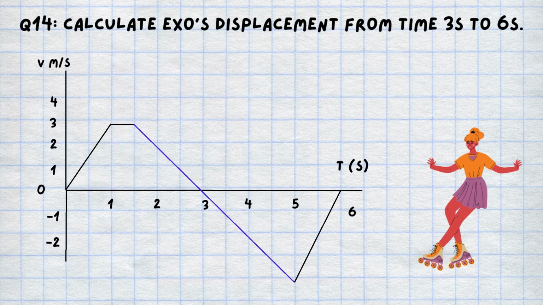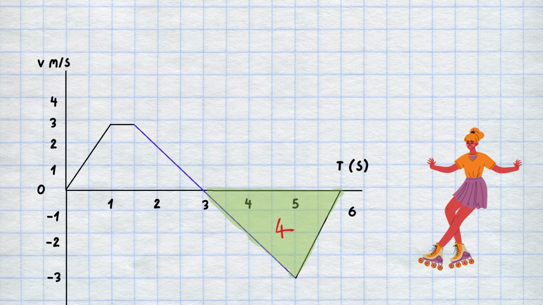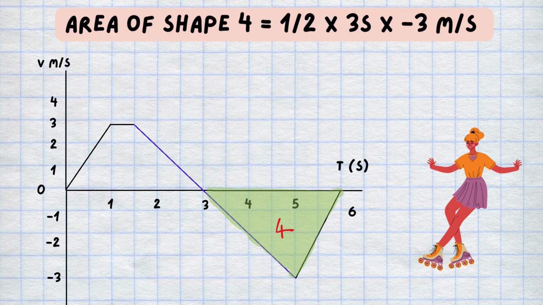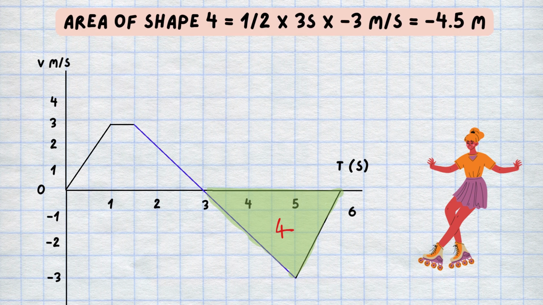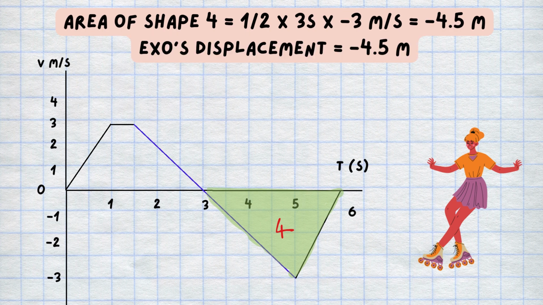Question 14. Calculate Exo's displacement from time 3 seconds to 6 seconds. The shape is a triangle and it is in the negative quadrant. Area of this shape 4 equals half times 3 seconds times negative 3 meters per second, which equals negative 4.5 meters. So Exo's displacement in this case equals negative 4.5 meters.